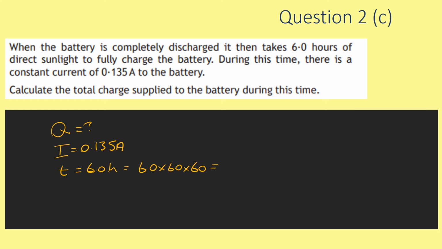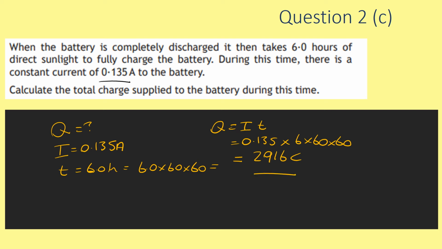Now we could calculate this here if we wanted to, or we could wait. I'm actually going to wait in my calculation. I'm just going to say Q is equal to IT. I'm going to say that's 0.135 multiplied by 6 multiplied by 60 multiplied by 60. So I've got it all in one line. When you calculate that out, you end up with a value of 2916 coulombs. Now it's perfectly fine to have 4 significant figures here because my value for current is 3 significant figures, and the SQA allows 2 more and 1 less.